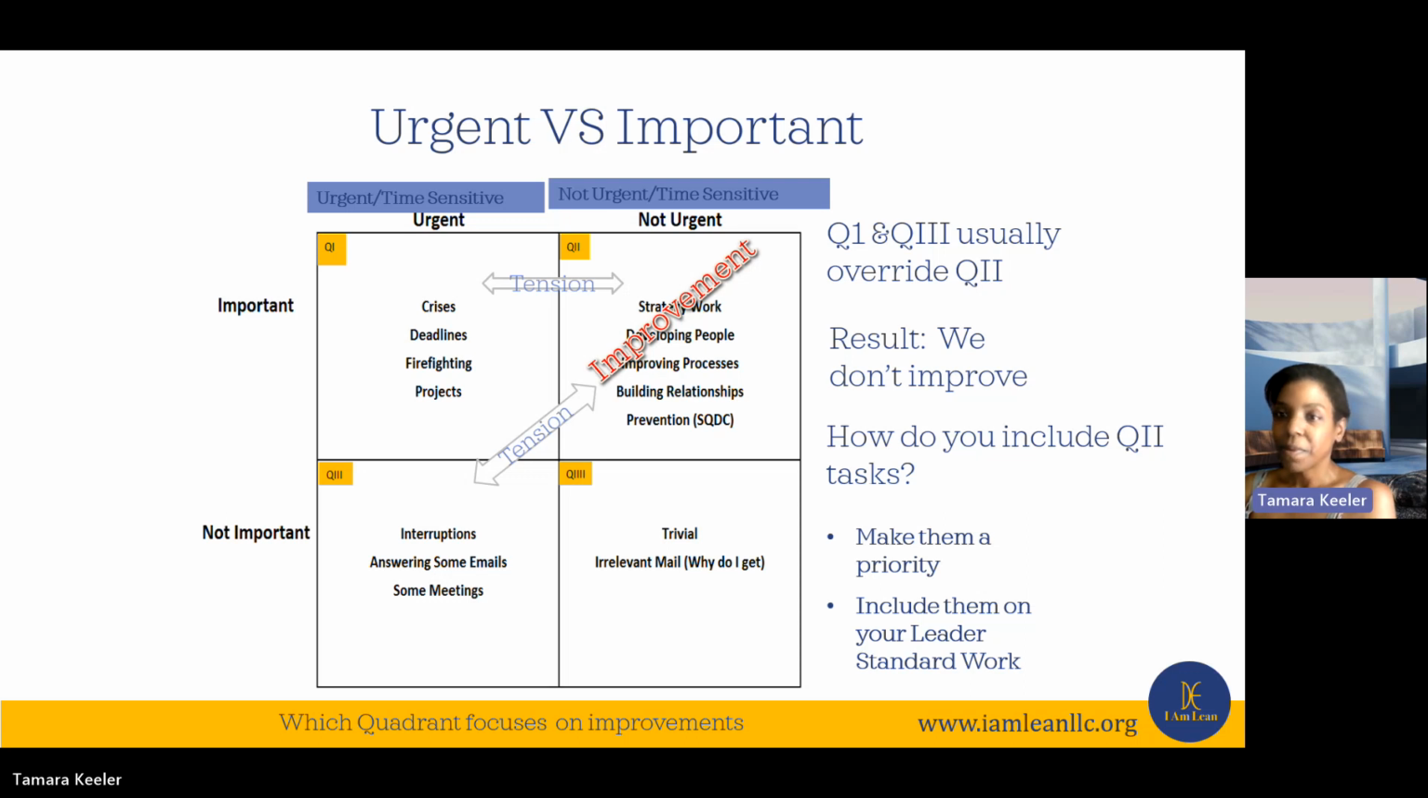I want to develop people, right? I want to make sure that we're hitting our safety, quality, delivery, and cost goals. I want to check on those projects. That's what I want to be doing. But I'm actually doing something different. And so usually it's the things that are not important, but they're urgent. Those are the things that usually get done. And the things that are in that quadrant 3, they're not urgent, but they are time sensitive. Those are the things that I should be having on my leader standard work.